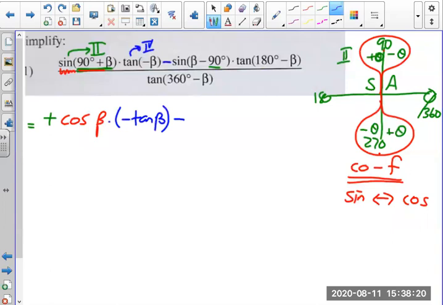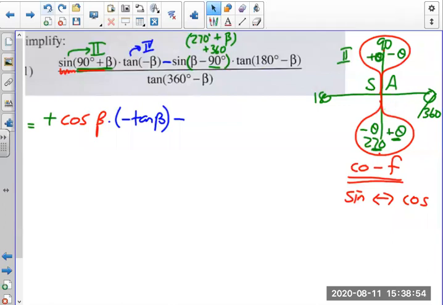I'm going to add 360 here. So what's 360 minus 90? It's 270. So this whole angle here changes to 270 plus beta. But it's the same angle. So now I know 270 plus beta is in the fourth quadrant.